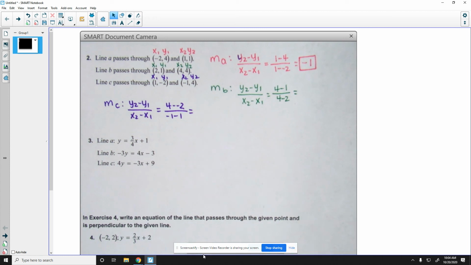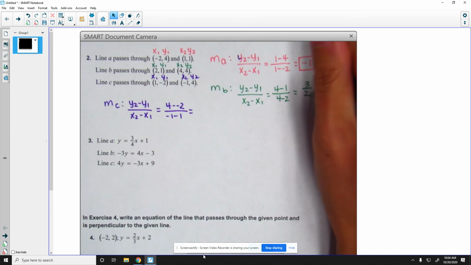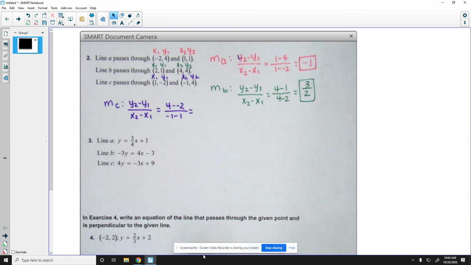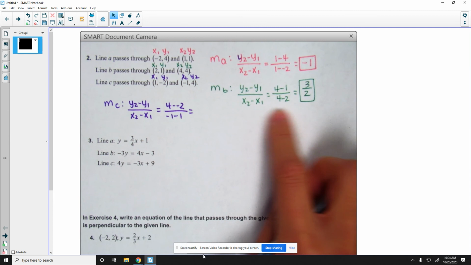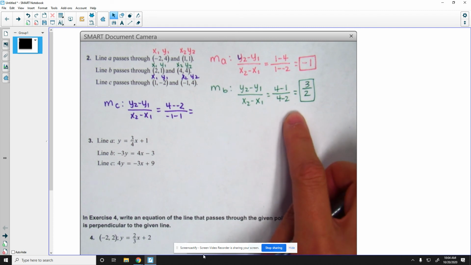All right, letter B. Did someone online find the slope for letter B? Can you just unmute and shout it out? Okay, did anyone in person? Oh, yes, sorry, what? 3/2. Thank you. 3/2. I got that too. So if you didn't do letter B on your paper, just copy it down right now.